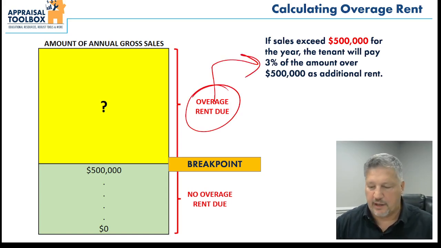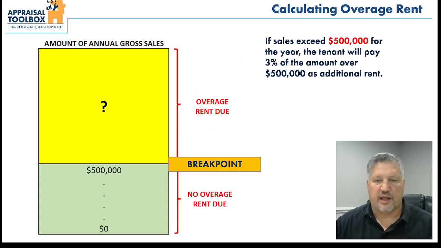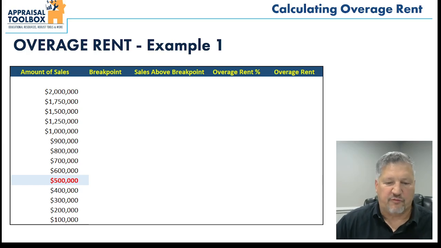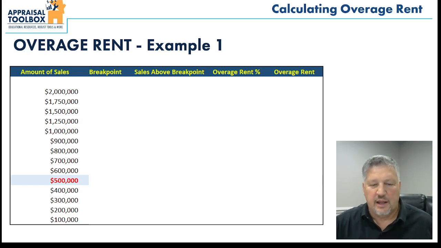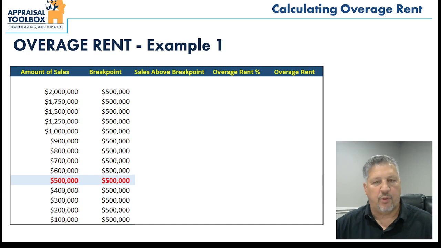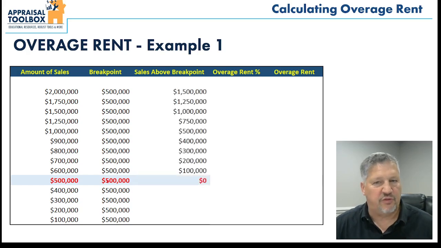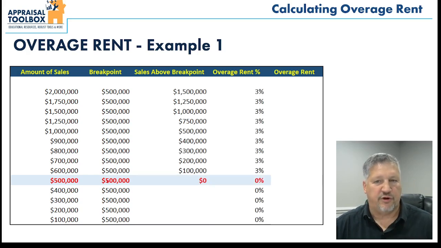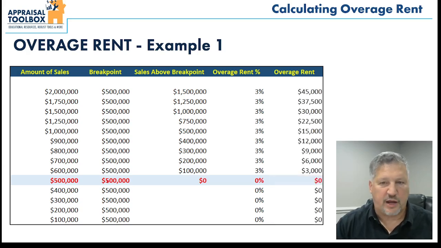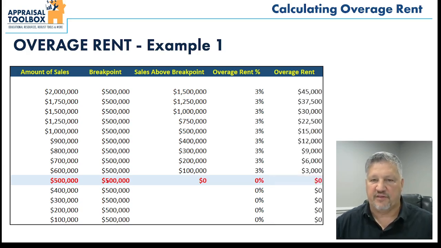The overage rent percentage. Okay, so let's take a look now at some examples of what the sales volume might be for our tenant. These are all over the board, basically from $100,000 up to $2 million. But the point here is that for any given amount of sales, if we subtract out the break point, that will give us the amount of the sales volume that is subject to the overage calculation. And if we multiply that by the overage percentage, that'll give us the amount of rent due. So let's take a look at an example.